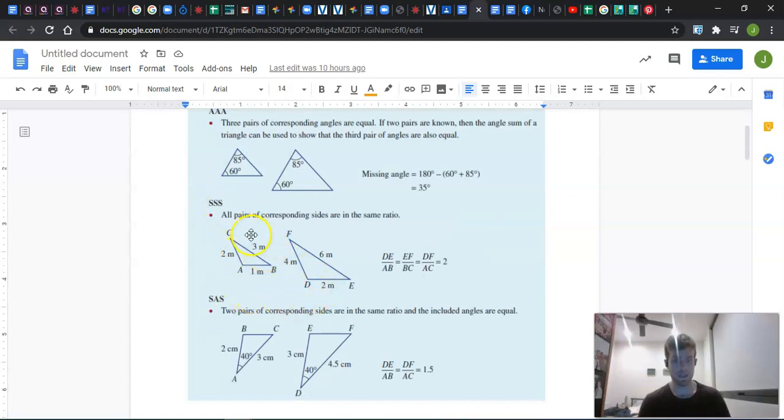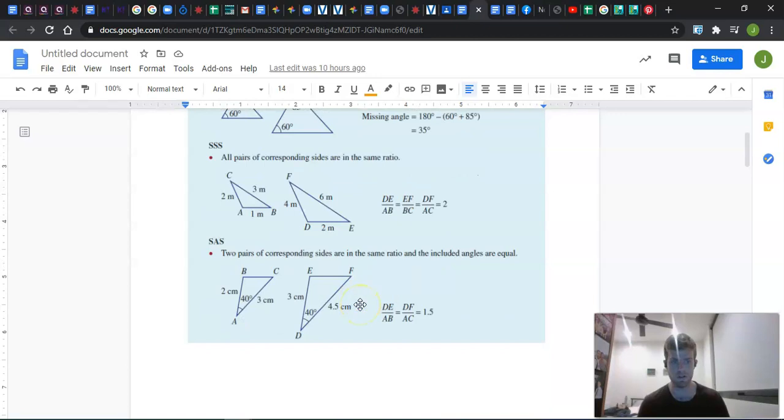The next test is if all sides are in the same ratio. So once again, that's if you create your fractions. So DE over AB is equal to EF over BC is equal to DF over AC. So in this case, all the ratios are equal to 2, so they would have to be similar triangles.